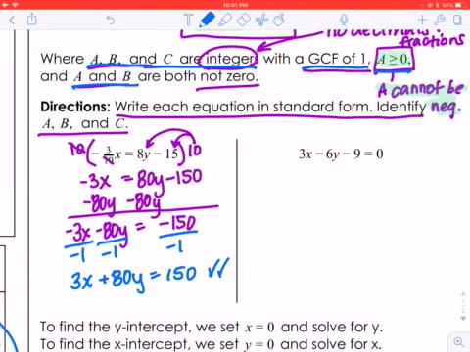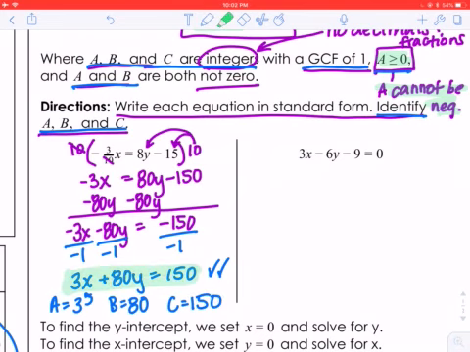Right? So the last step is to identify A, B, and C. So I would say that A is 3. That comes from here. B is 80 from up there. And C is 150. Just like that. So this is here in standard form. That's my standard form. And then I have A equals 3, B equals 80, and C equals 150. Can be really tricky, guys, so let's try another one as well.